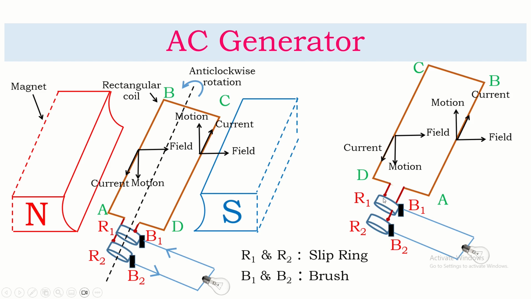D is connected to R1. That's why current comes to R1 and is collected by brush B1, and when it is collected by B1, then it flows this way through the bulb. It moves towards B2. It means the direction of flow of current is now B1 to B2. This is just opposite of the previous. Previously it was flowing from B2 to B1, but now it is flowing from B1 to B2.